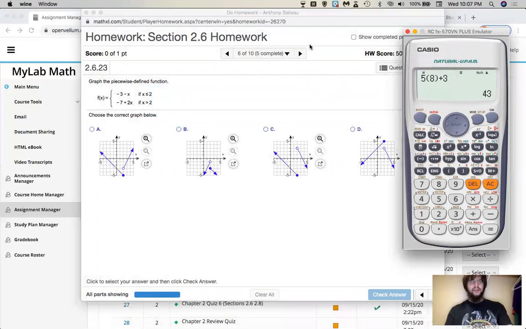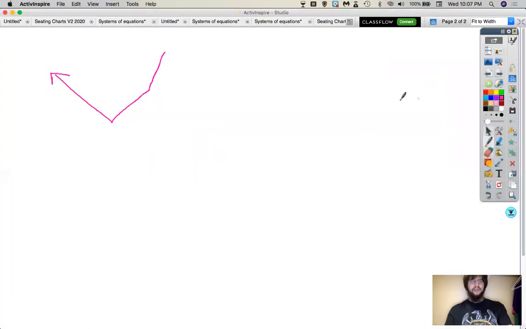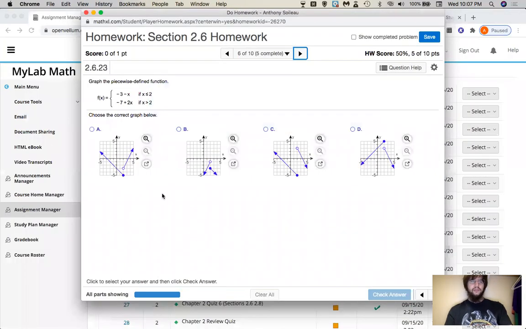Do they have to be connected? Not necessarily. It's going to go something like this and then this. Something like that. Or it could be like that. I don't know. But it's down then up. It could be this one. That's up then down. That's down and down. That's up. So it's got to be A.